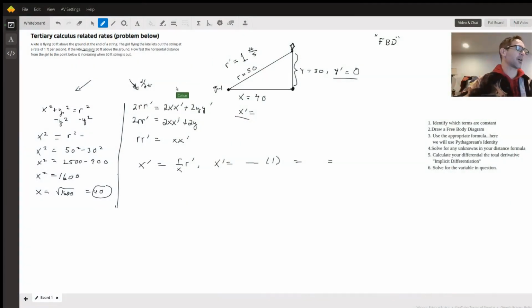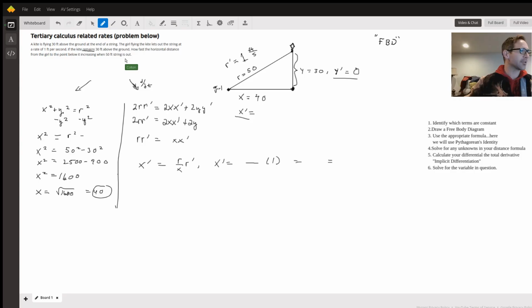Okay, in this problem, we will be using related rates. We'll be taking the total derivative, or we'll be using implicit differentiation. So it gives us that a kite is flying 30 feet above the ground at the end of a string. So we're going to start the problem at 0 here. The girl flying the kite lets out the string at a rate of 1 foot per second. So that means that it's moving along the string.